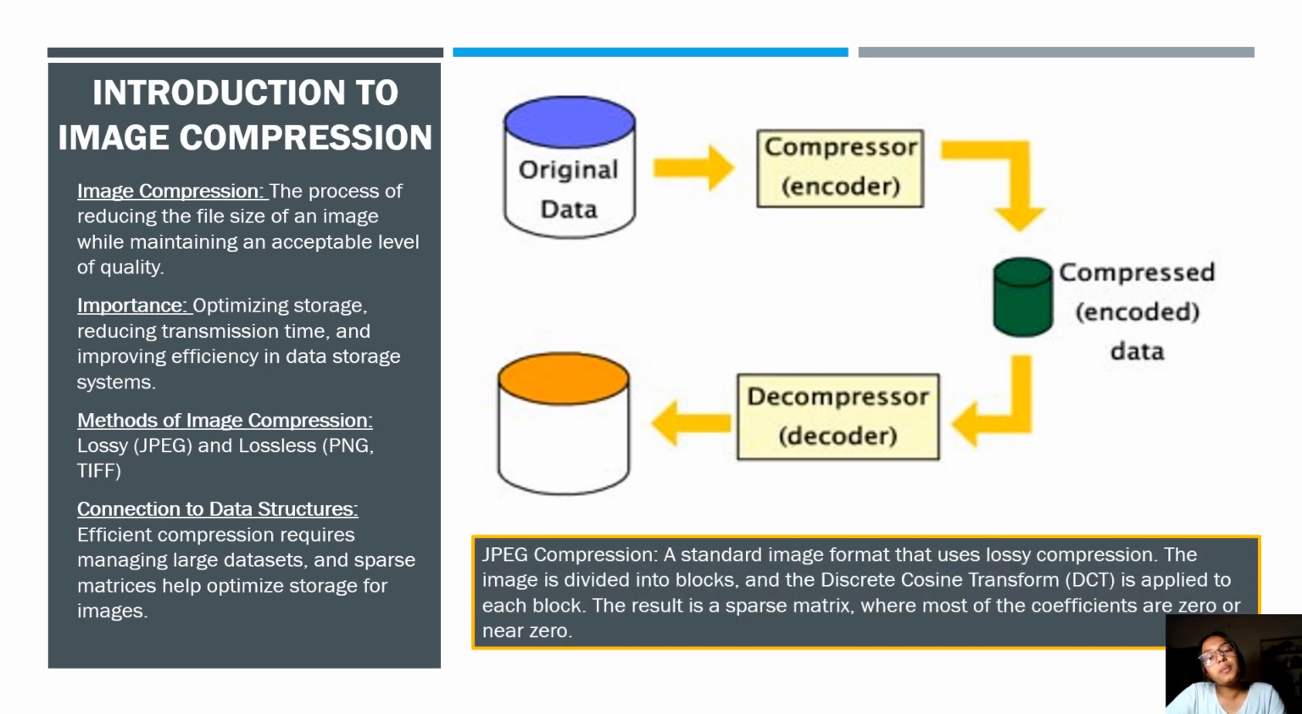So JPG compression is a standard image format that uses lossy compression. The image is divided into blocks and the discrete cosine transformation is applied to each block. It is a certain process that is applied to each block of the image that is split up. The whole image is divided into smaller blocks and each block has the DCT applied, and then the result will be a sparse matrix in which most of the elements are either zero or coefficients of it.